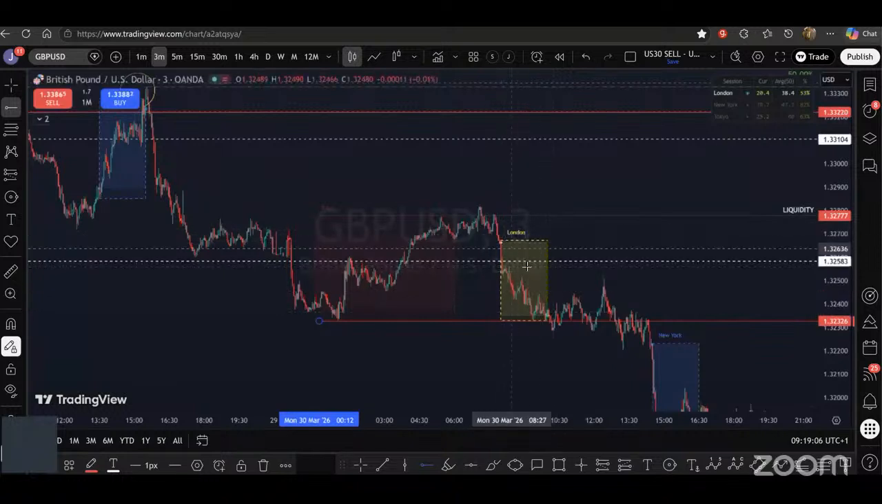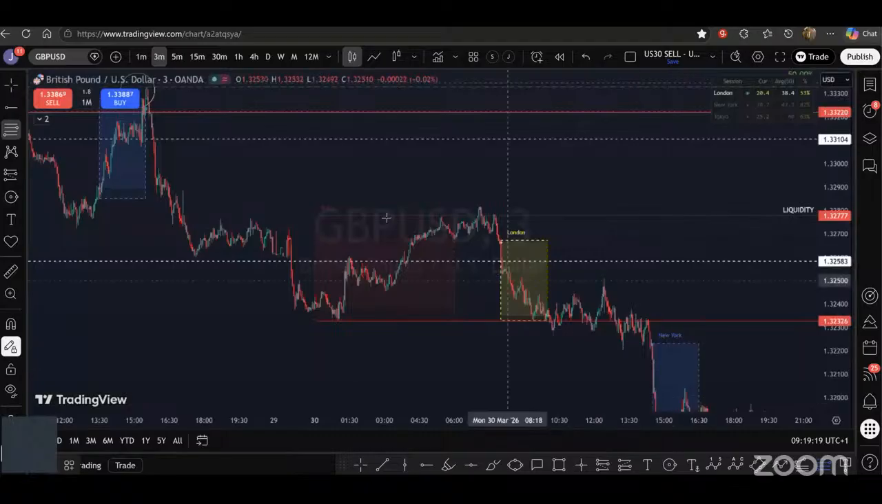And just continue with bearish momentum. We saw the liquidity taken from below Asian session lows over here. And we did see a reaction that pushed up. Let's have a look.